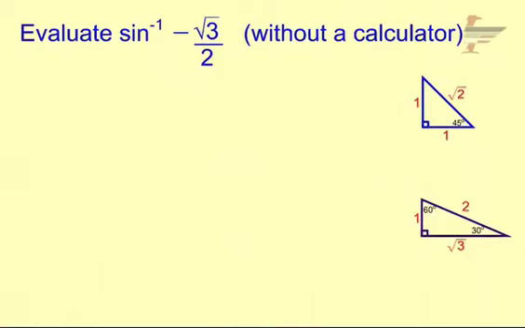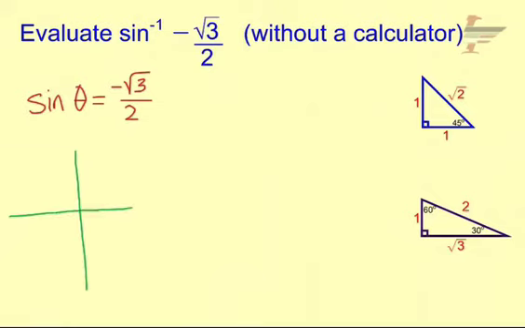Evaluating the inverse sine of a negative root 3 over 2. So my first step is just rewriting this. It's going to look like sine of theta is equal to a negative root 3 over 2. We're trying to figure out which angle theta gives us a sine value of negative root 3 over 2. So what we want to keep in mind is where this angle could possibly be, and our sine angles are going to come from the first quadrant or the fourth quadrant. So it's going to be in one of those two quadrants.